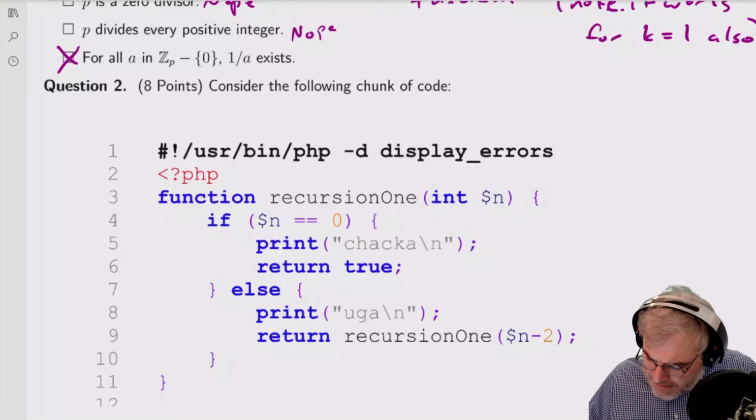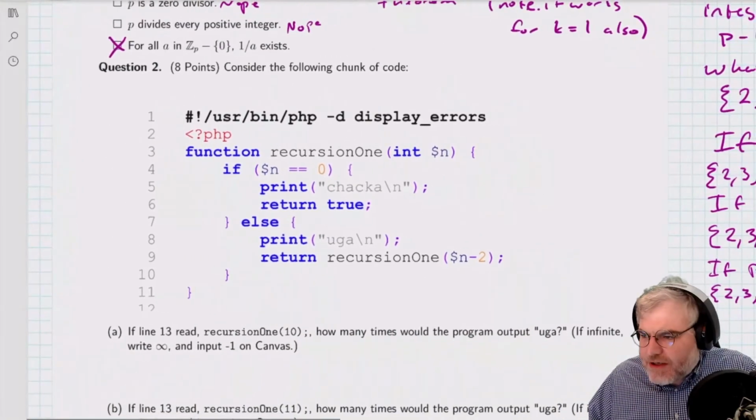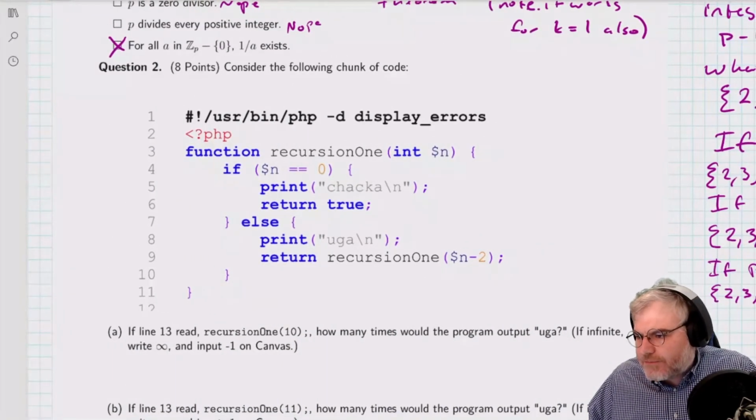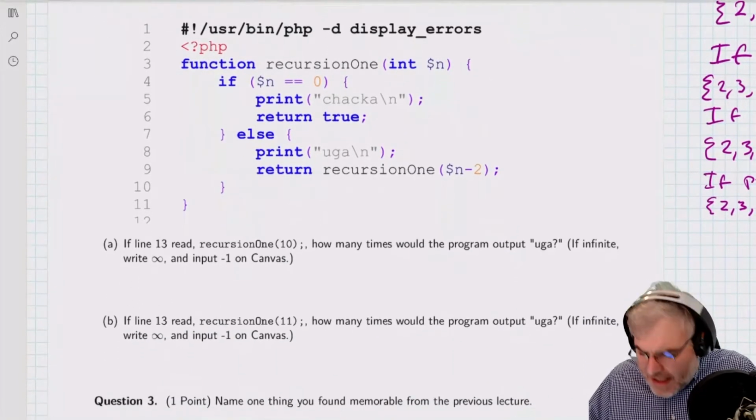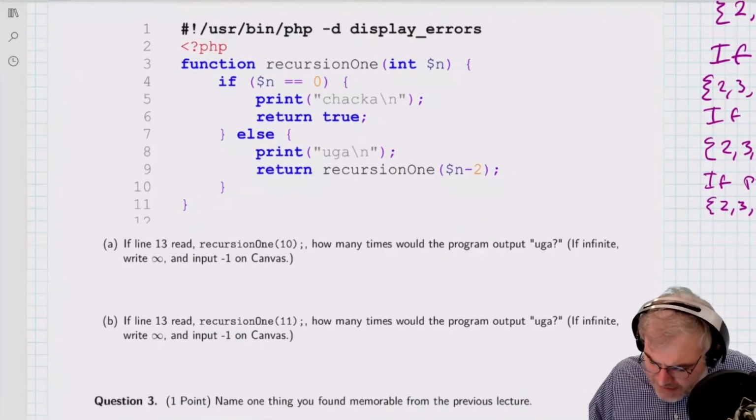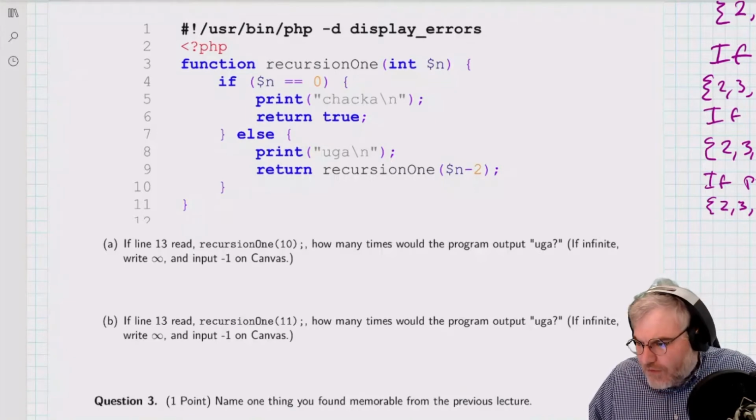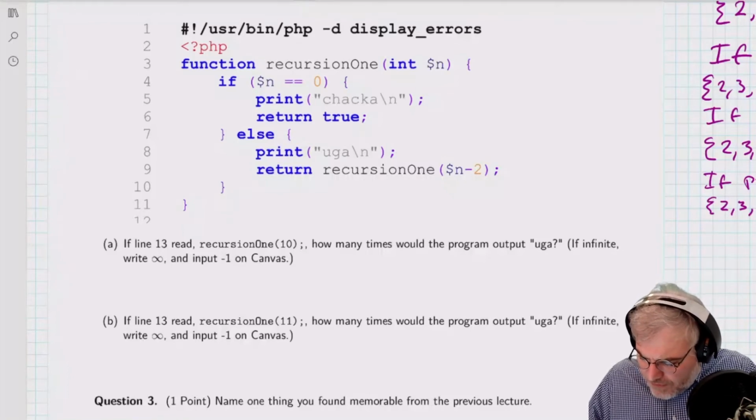All right, let's look at this one. My idea here was to grab it and play with it and see what happens. So what I'm saying here is that I've got lines 1 through 12 where 12 is blank. If I put a line recursion 1, 10, how many times would the program output UGA?